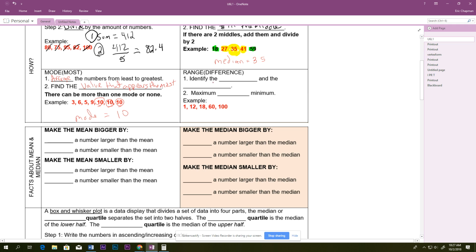Now let's find our range. We're going to identify the smallest and the largest value. Then it's the maximum minus the minimum. So in this nicely ordered set, our minimum is 1 and our maximum is 100. So we're going to do max minus min. So our max is 100 minus our minimum of 1. So that means our range is 99.